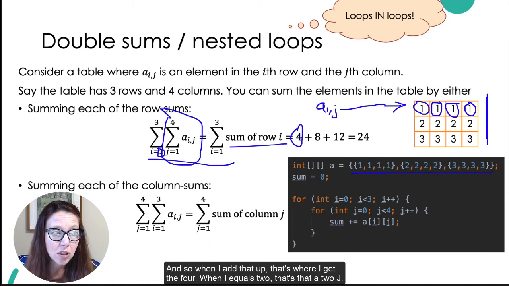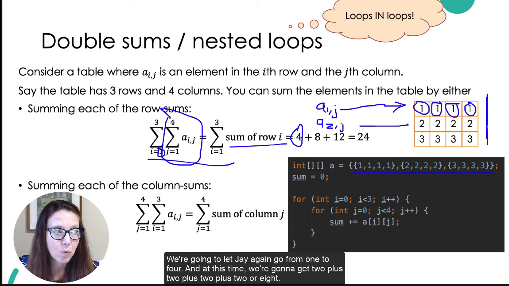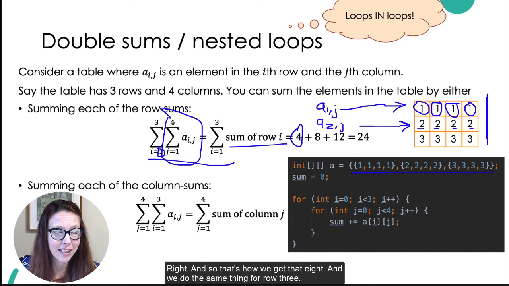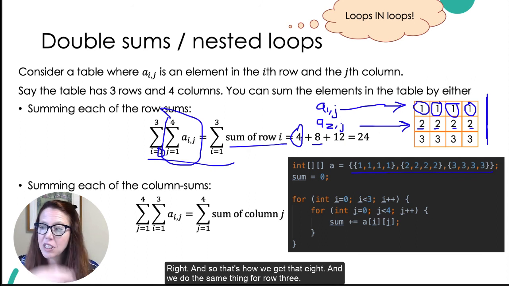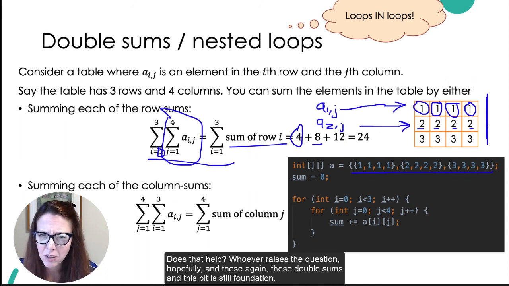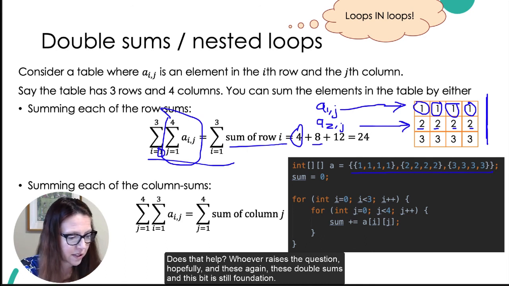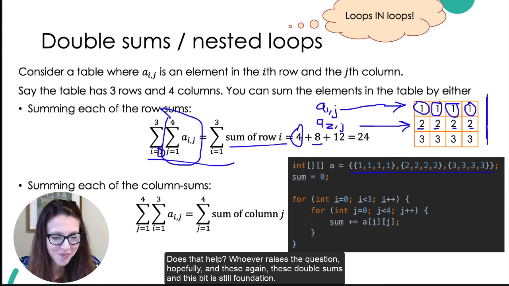When I equals 2, that's A2J. We're going to let J again go from 1 to 4. And this time we're going to get 2 plus 2 plus 2 plus 2, or 8, right? And so that's how we get that 8. And we do the same thing for row 3. Does that help? Whoever's asked the question, hopefully.